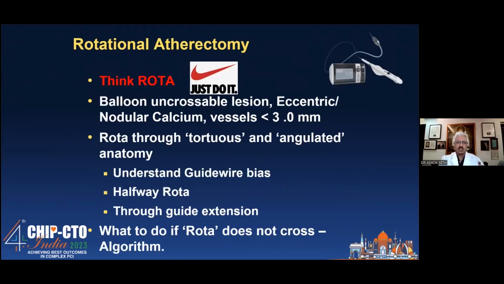A bit about rota. What you need to understand about rota is that it's great for nodular calcium in smaller vessels. It's great for eccentric calcium in smaller vessels because of the guide wire bias. Rota through tortuous, angulated anatomy is feasible, but you want to understand guide wire bias. You want to be clear about halfway rota techniques, which means that in an angulated lesion you don't have to cross the angle completely. Just get to the angle and perhaps then balloon dilate it. You want to understand rota through guide extension catheters, and understand an algorithm of what happens if you're burring for 5 to 7 minutes and rota doesn't cross.